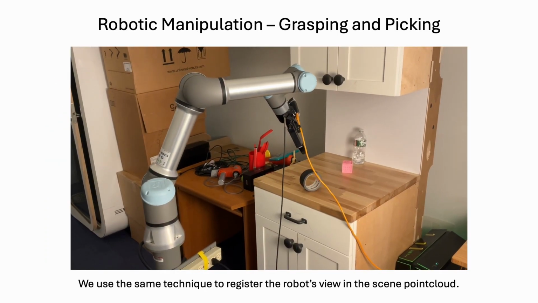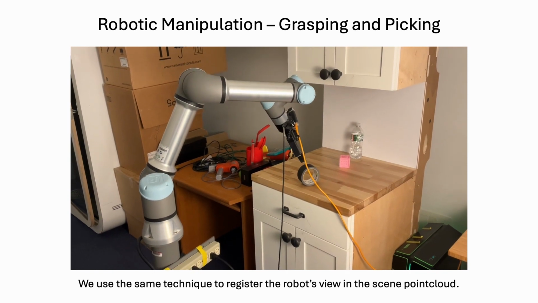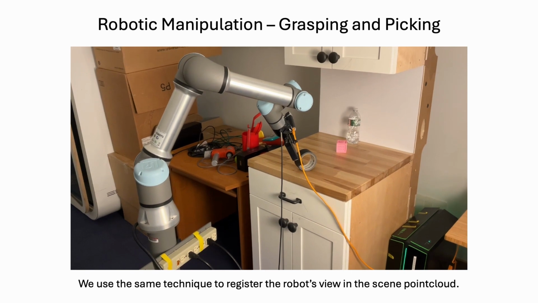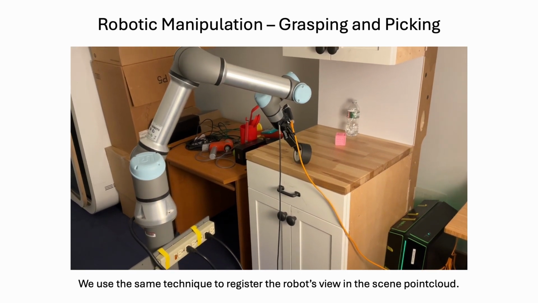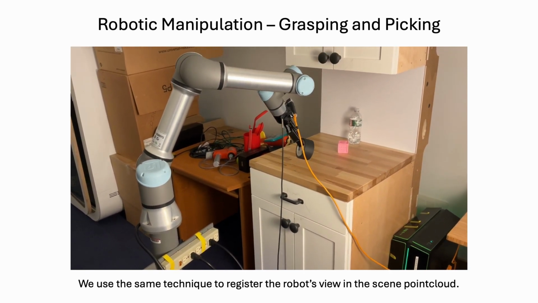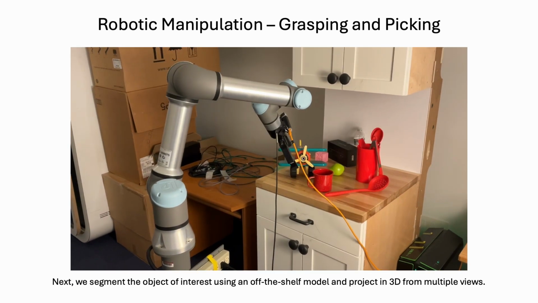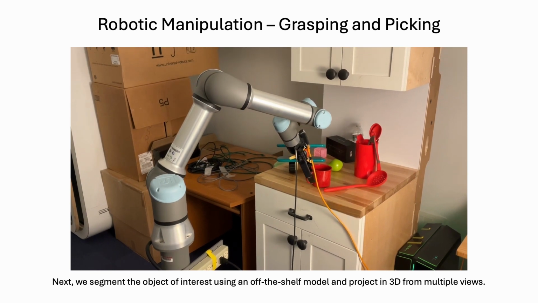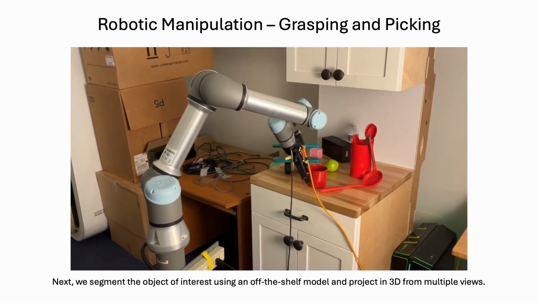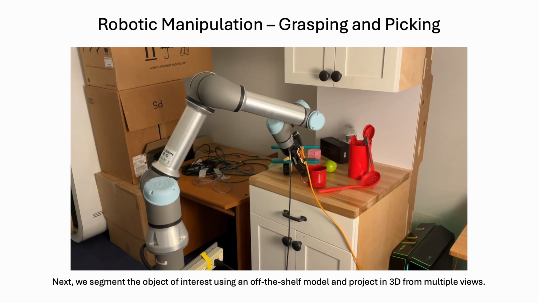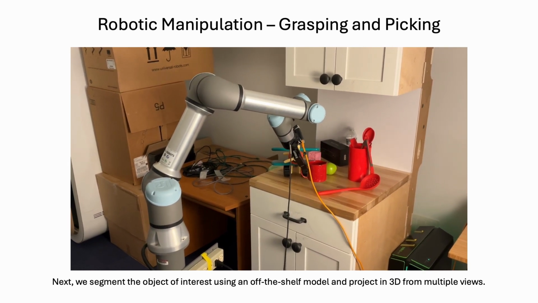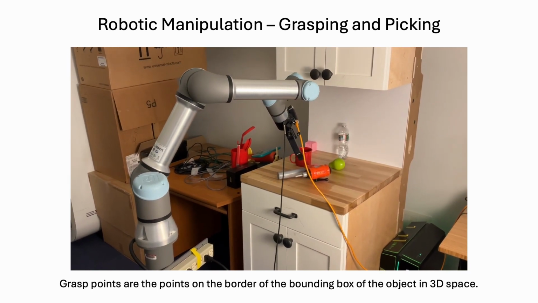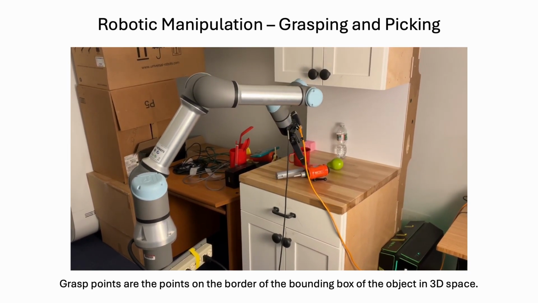We show some examples of real-world manipulation using our framework. We use our technique to register the robot's view to the scene point cloud. We then segment the object of interest using an off-the-shelf segmentation algorithm and project it in 3D from multiple viewpoints. The brass points are the points on the border of the bounding box of the object in the 3D space.